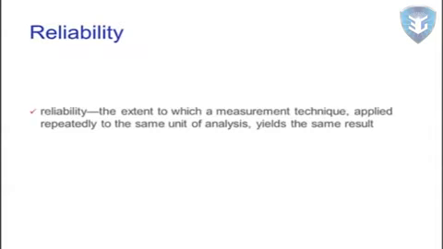Reliability is the extent to which a measurement technique, applied repeatedly to the same unit of analysis, yields the same result. There are a variety of ways of assessing reliability that are discussed in the Johnson and Reynolds textbook. Rather than lay out all of these methods, we will focus on two in this presentation.